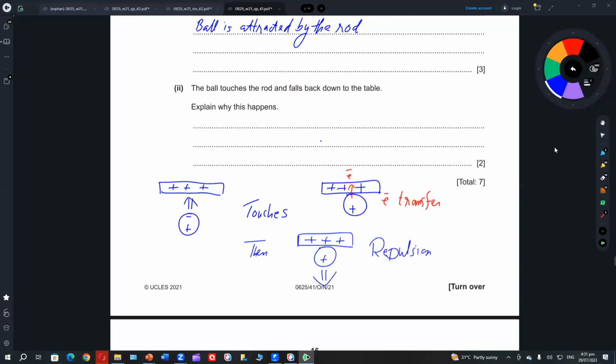Now this is the explanation. First, it was attracted due to unlike charges. When it touches, electron transfer occurs. Then after that, you can see what happens. After the electron transfer, now the ball is positively charged like the rod, and there is positive repulsion. Now you have to copy these diagrams.